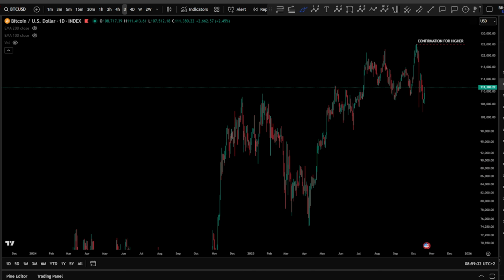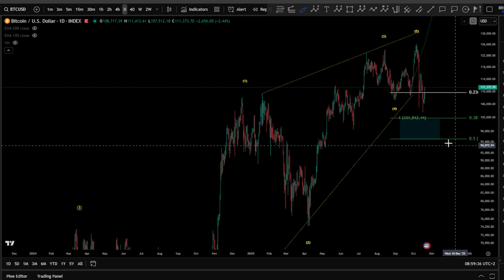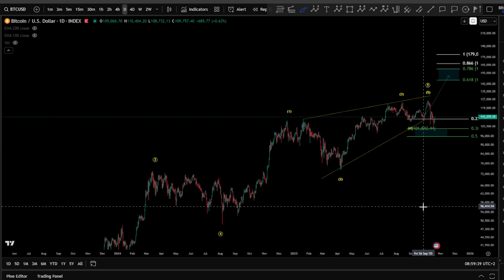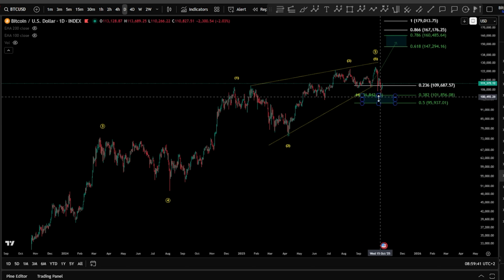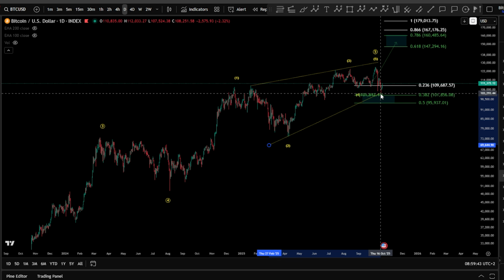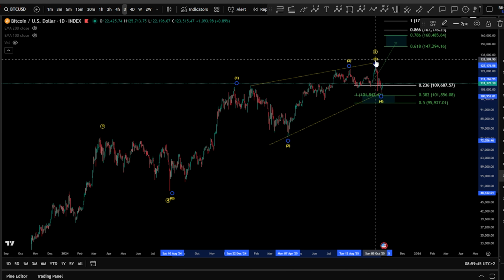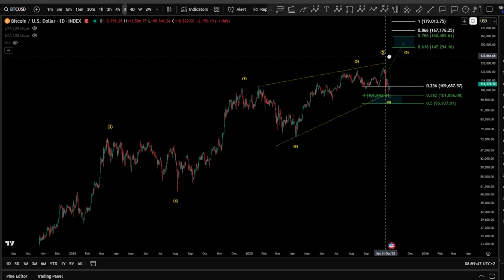Now, if we dive also a little bit more into several scenarios here, where we see a potential larger ending diagonal for a potential wave 5. Can it be possible that this diagonal is expanding in a bigger or in a larger wave 5?